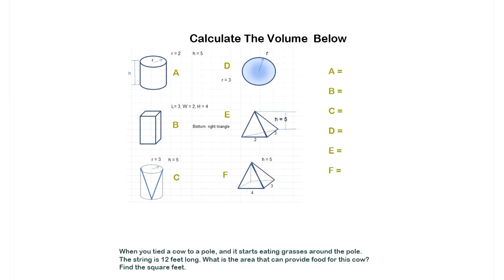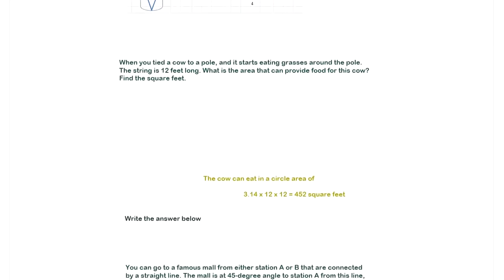Here's the exercise. The purpose of this exercise is to memorize the formulas for calculating volume. Okay, so you can do that. When you tie a cow to a pole and it starts eating grass around the pole, the string is 12 feet long. What is the area that can provide food for this cow? Find the square feet. Okay, so this is elementary school. They're calculating the area of the circle.